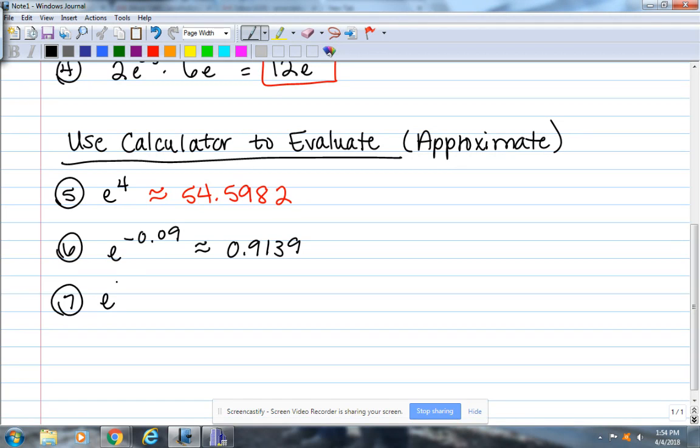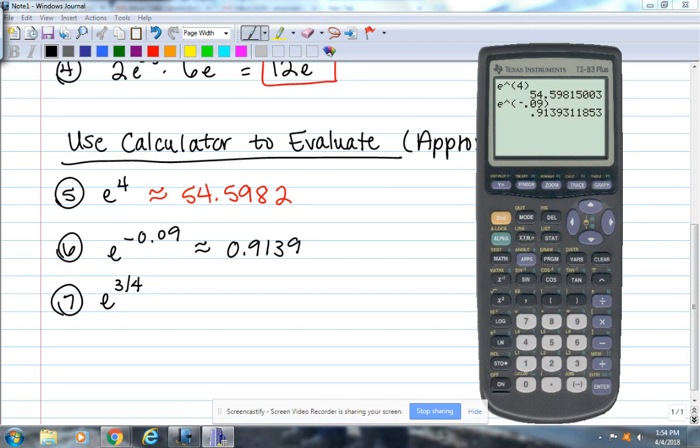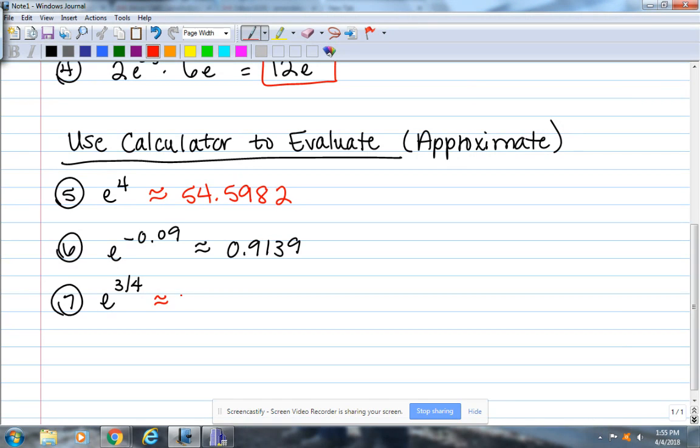Let's do a fraction. E to the 3/4 power. How do you put a fraction in your calculator? The division key. Good. So hit second LN to get your E there. And then hit 3 divided by 4. 2.1170. Right? So approximately 2.1170.